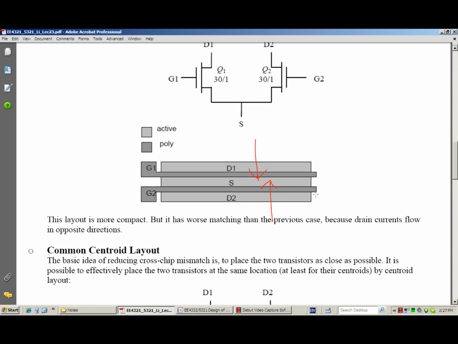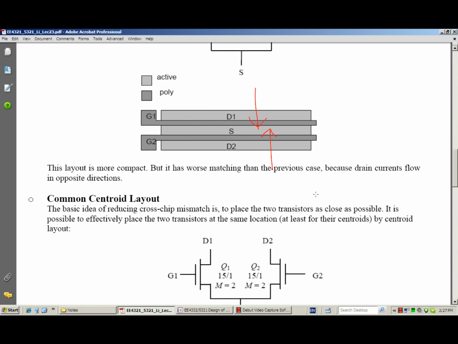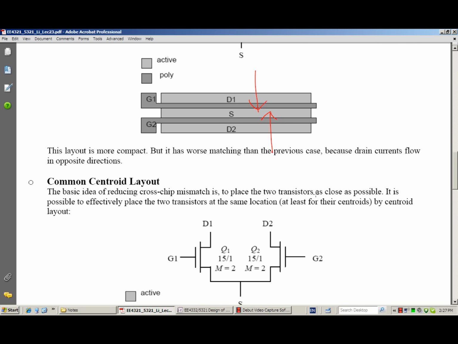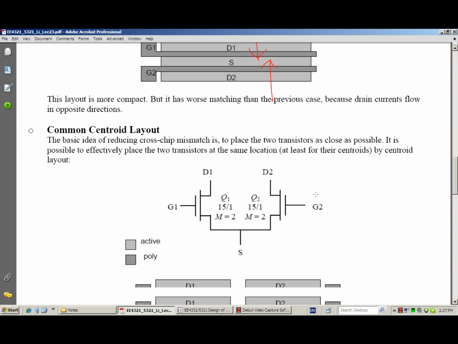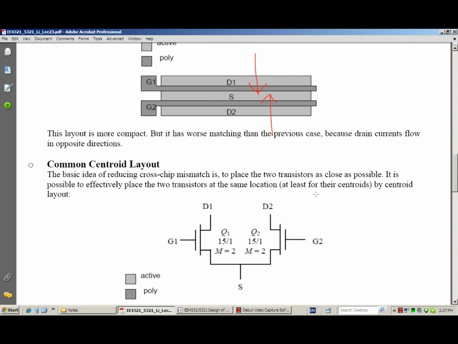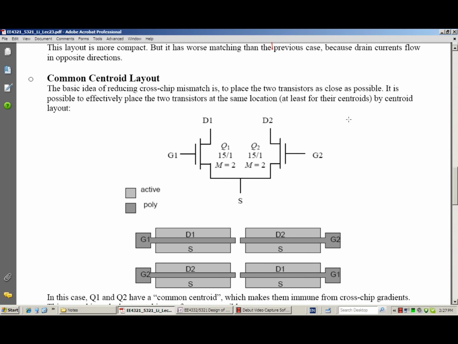So those are the basic layouts. The technique we are going to learn right now is the common centroid layout that helps the matching purpose. The idea is simple: if we can put the two transistors at the same location on the wafer.